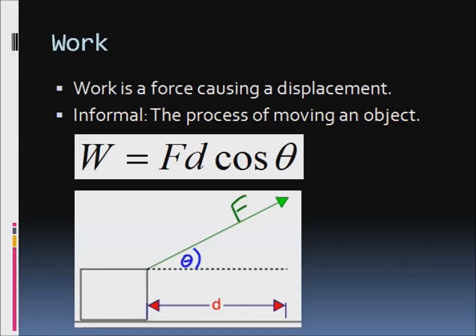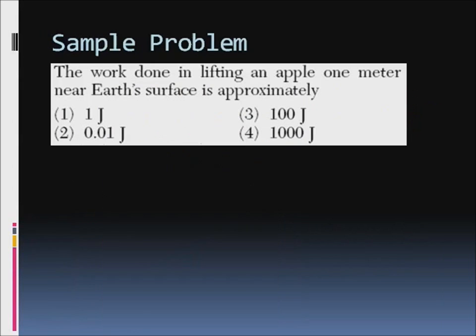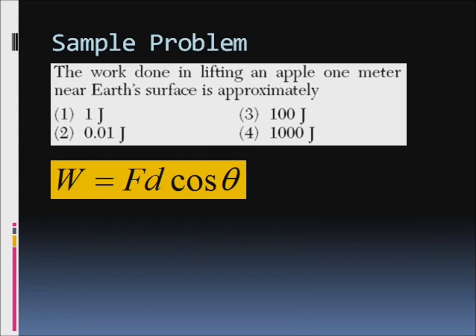So, work becomes 1 newton times the displacement, 1 meter, and the cosine of the angle is 1. The angle itself is 0 because the force and displacement are in the same direction. So that cosine theta term goes away, it becomes 1, and you just get 1 newton times 1 meter, which is 1 joule, the unit of work. A newton meter is a joule.